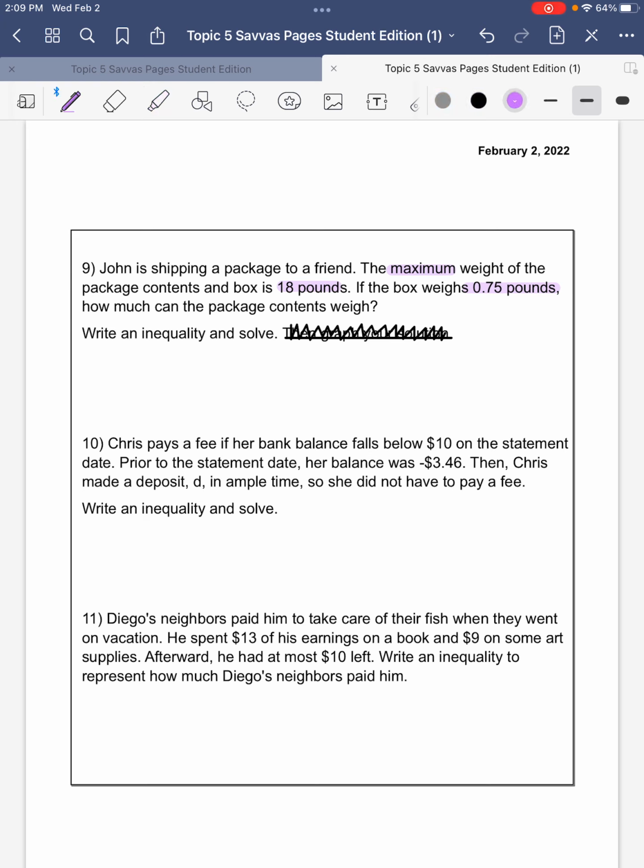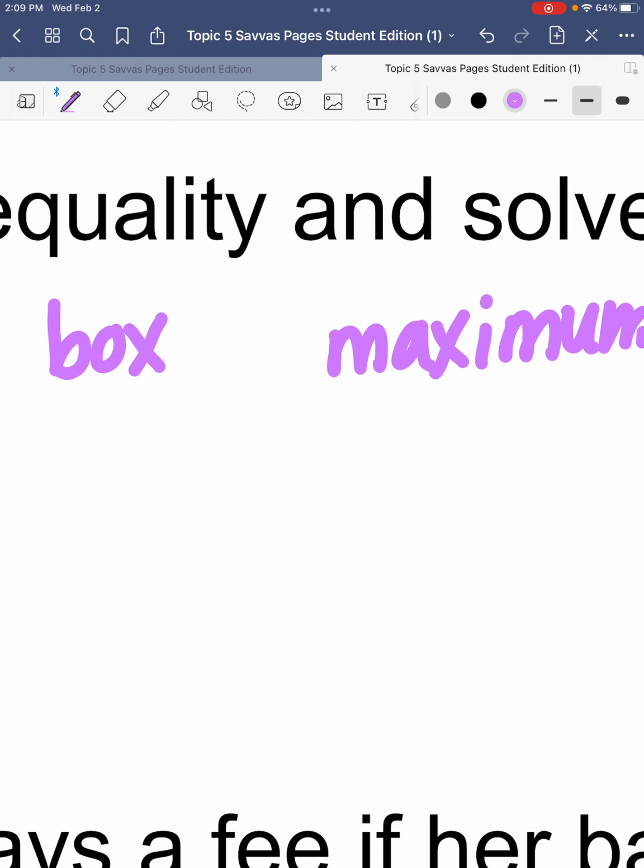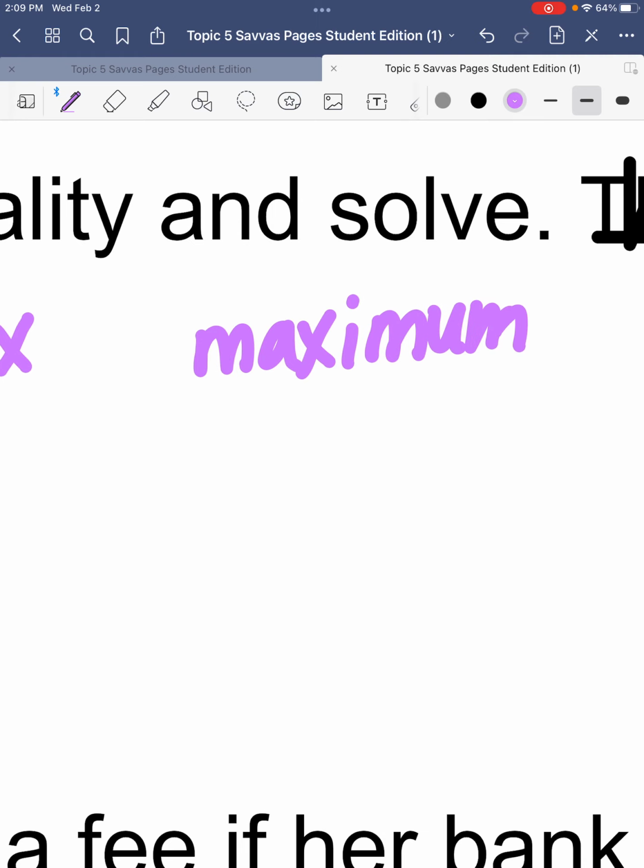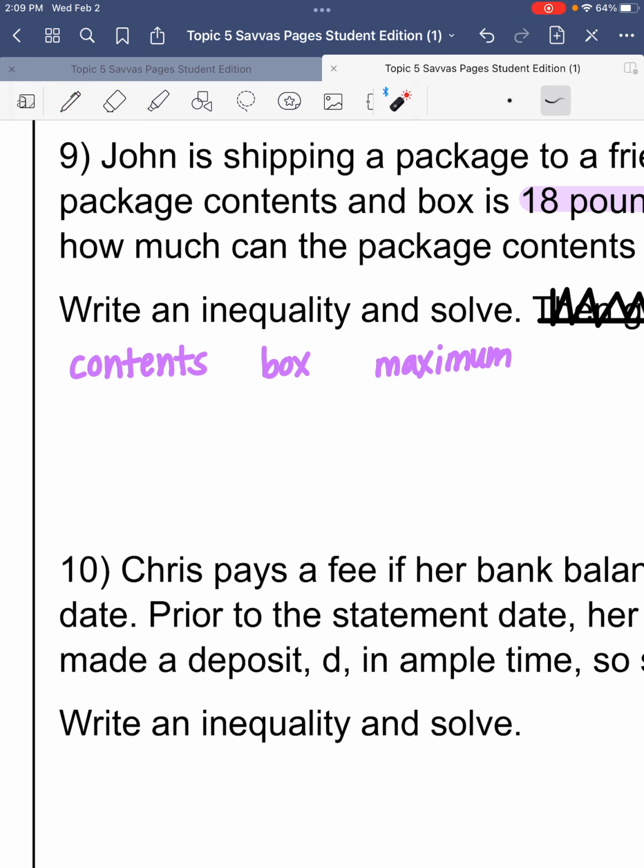But let's think about the situation. We know the contents are like what's inside the box, right? So we've got the contents, and that with the box itself has to be combined. And it has to be something compared to the maximum weight, right? So we have to consider the maximum weight. So how do I combine? What operation combines the contents and the box? Well, wouldn't I add them together to get a total weight? Yeah, so the contents plus the box is something compared to the maximum.